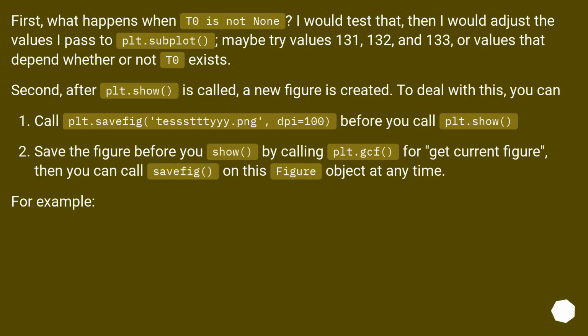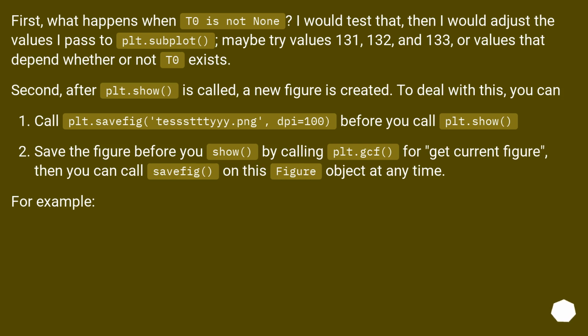First, what happens when T0 is not null? I would test that, then I would adjust the values I pass to plt.subplot, maybe try values 131, 132, and 133, or values that depend whether or not T0 exists.